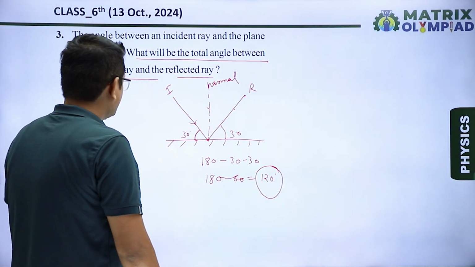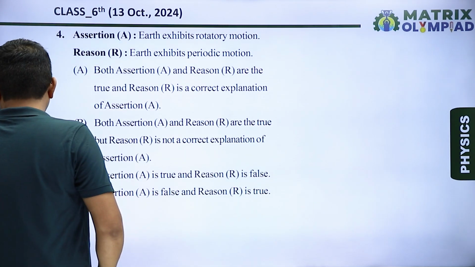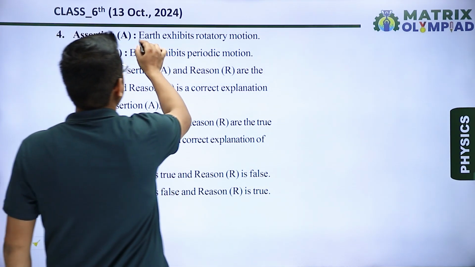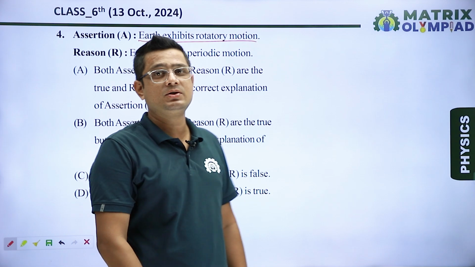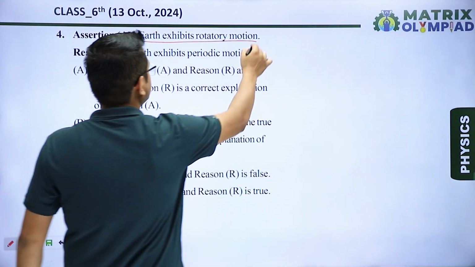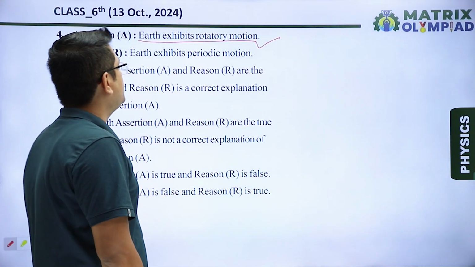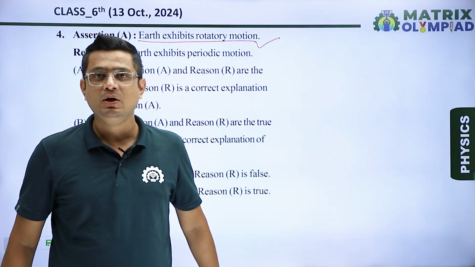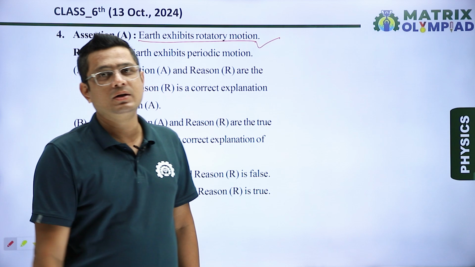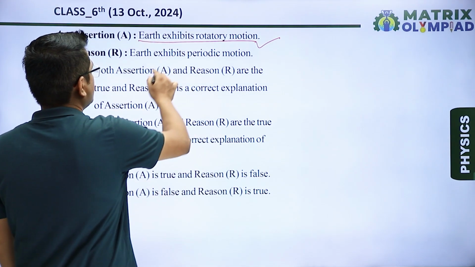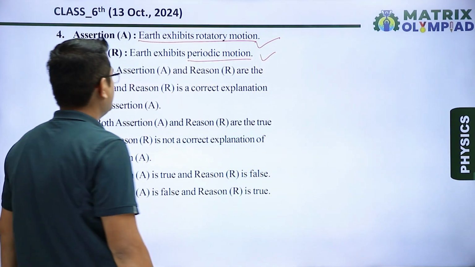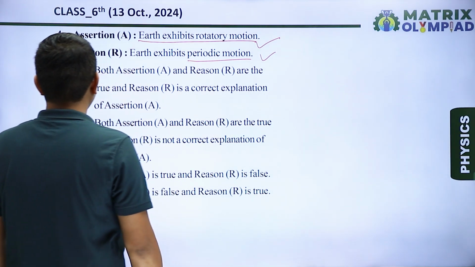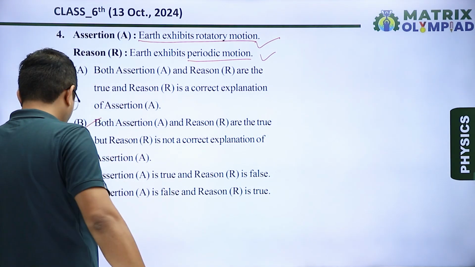Okay. Next question. Question number 4, which is an assertion reason question. Earth exhibits rotatory motion. Yes, Earth rotates around its own axis. So this is a true statement. Earth exhibits periodic motion. Yes, what is periodic motion? The motion which repeats itself in a fixed time interval. So Earth is revolving around Sun in a fixed time interval. So this is also a true statement. So both are correct, but reason is not the correct explanation of assertion. So I will write correct answer is option B.